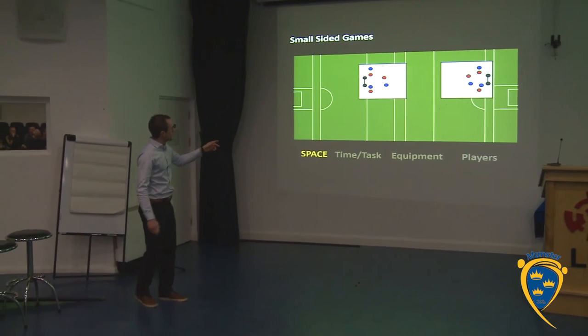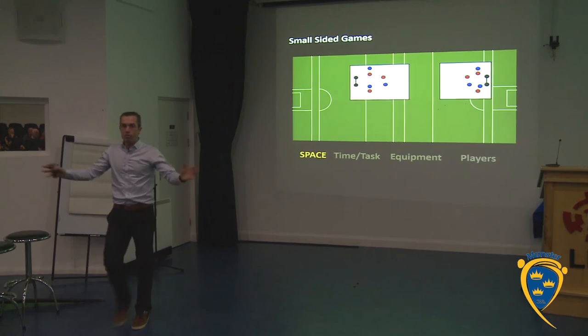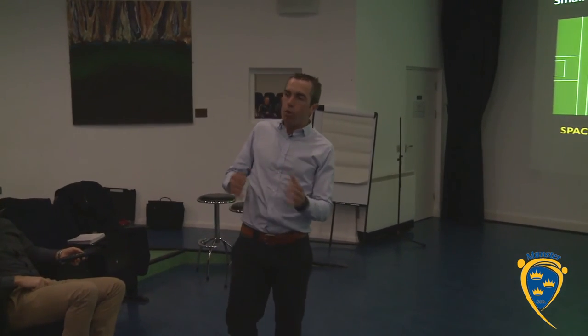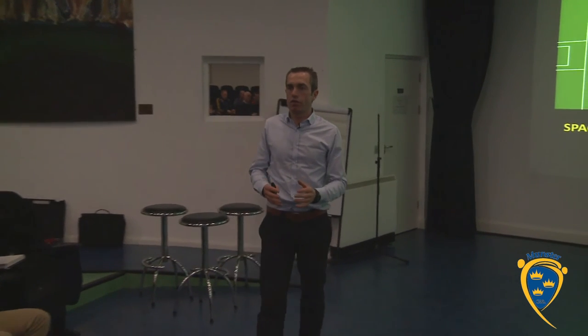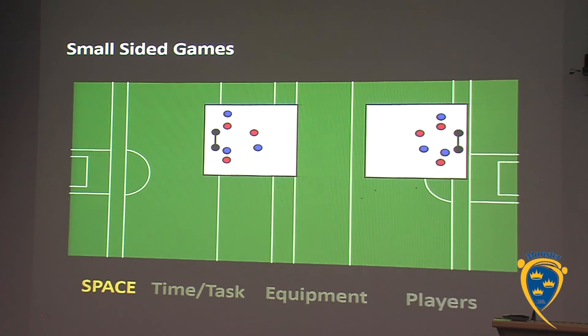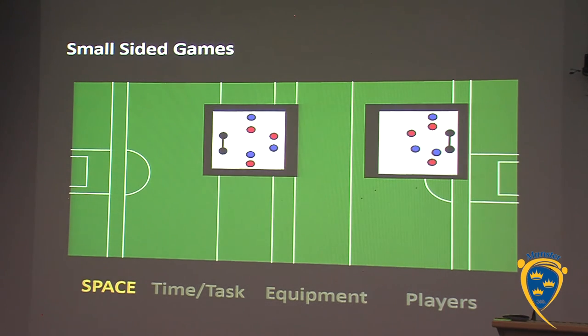Also, let's think about space. How are we going to help them? Well, we might increase the space at one end, so it's going to be harder to defend on that end. Or we might increase the space on both ends, making it harder to defend. We also might limit the space on one side, or limit the space on the other, making it easier to defend and harder to attack.